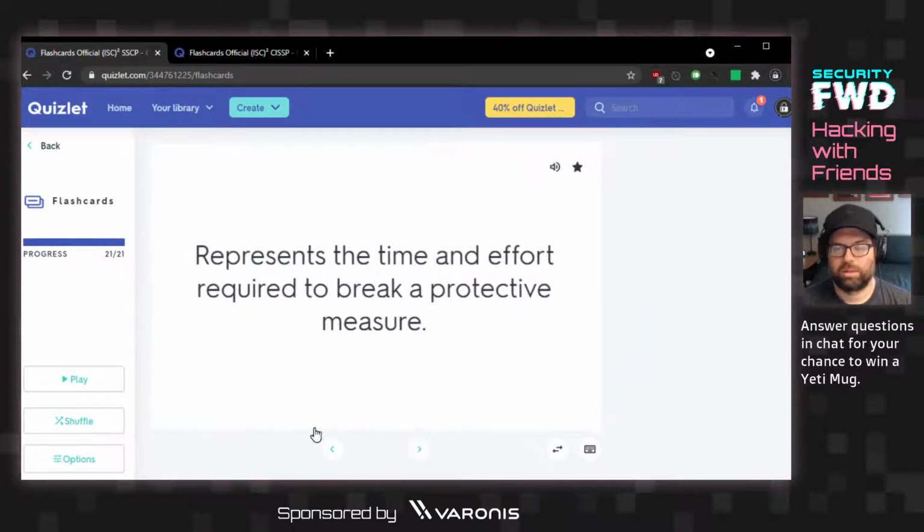All right. Represents the time and effort required to break a protective measure. Mean time to failure, failure rate, brute force rate, work factor. I should study more. Obfuscation. Obfuscation's interesting. It seems like it might be right.